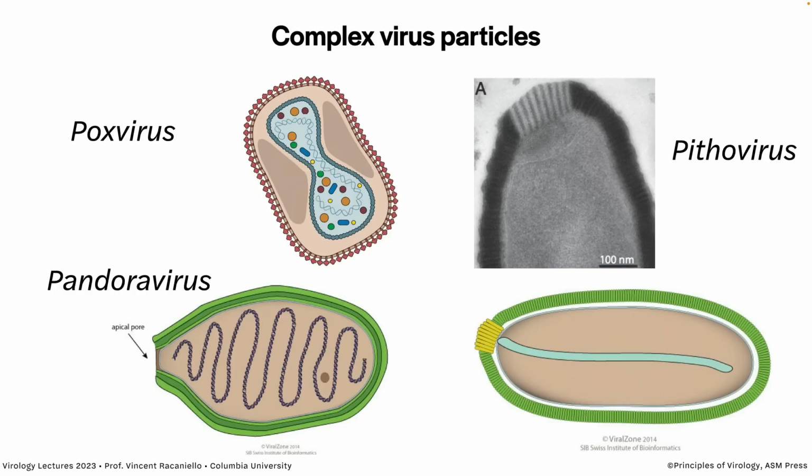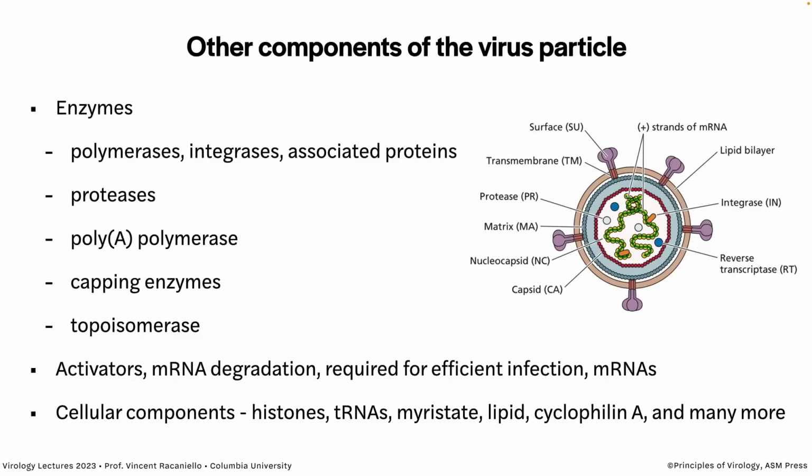All right, finally, complex virus particles are those where we don't see any symmetry. They include poxviruses and the giant viruses, Pandoravirus, Pithovirus. They have unusual features. For example, the pithoviruses have this cork-like structure at one end, which comes out to allow the viral genome to exit during infection of a cell.